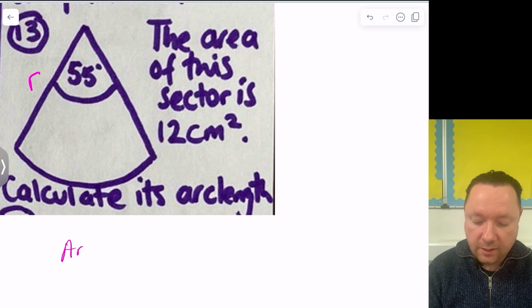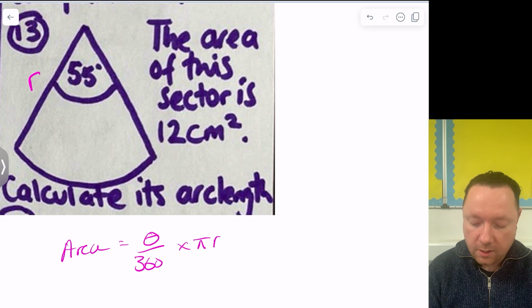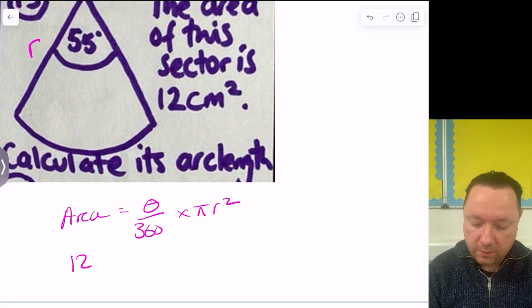So area is equal to angle over 360 times pi r squared. But we're given the area, that's 12. We're given the angle, and we're told we know pi r squared. So we need to work backwards.